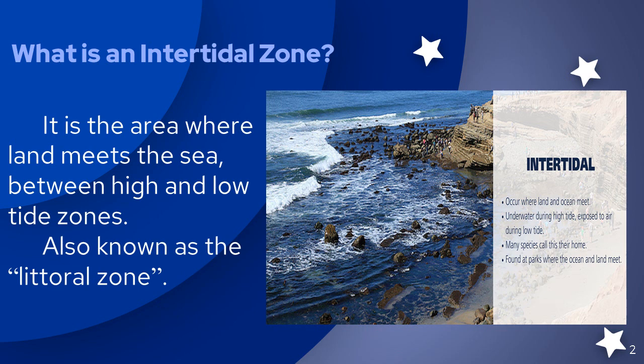The intertidal zone is the area where land meets the sea between high and low tide zones. It is covered with water at high tide and exposed to air at low tide. Its communities are found in sandy beaches and along rocky shorelines.